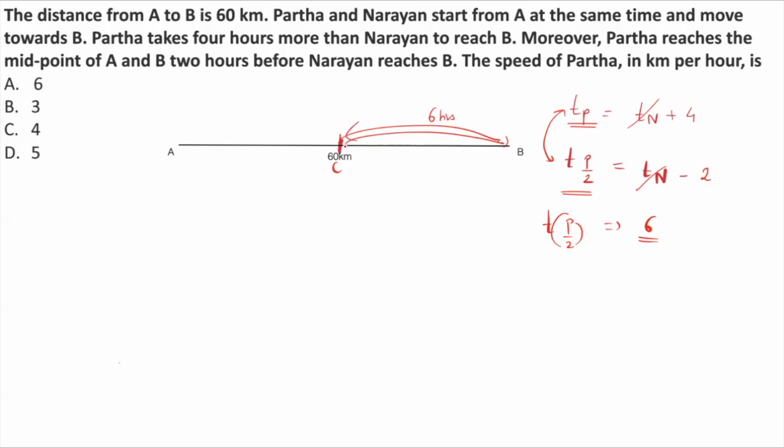And this part of the journey is from the midpoint of A to B to the point B. This is basically 30 kilometers, right? So Parth covers 30 kilometers in 6 hours. His speed will be 30 by 6. That is 5 kilometers per hour. And that is basically my D option, right? Very simple question. That's how we solve this.